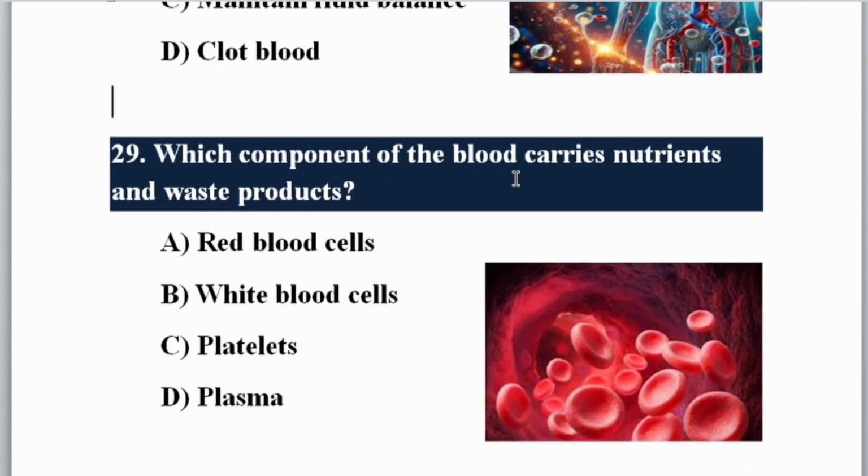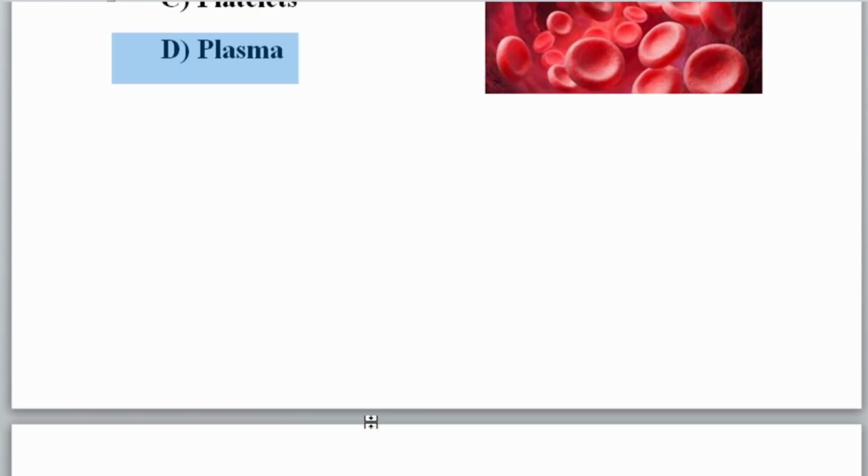Which component of the blood carries nutrients and waste products? Alpha is red blood cells, beta is WBCs, Charlie is platelets, and delta is plasma. So plasma carries nutrients and waste products.